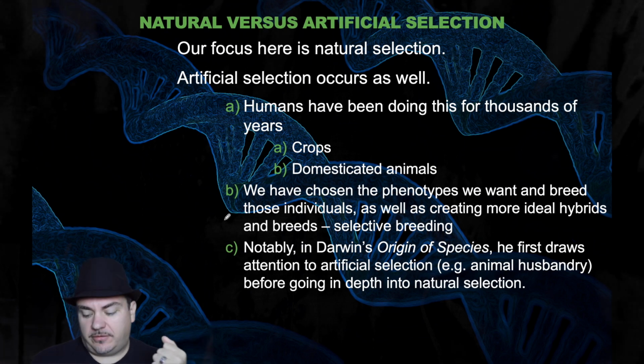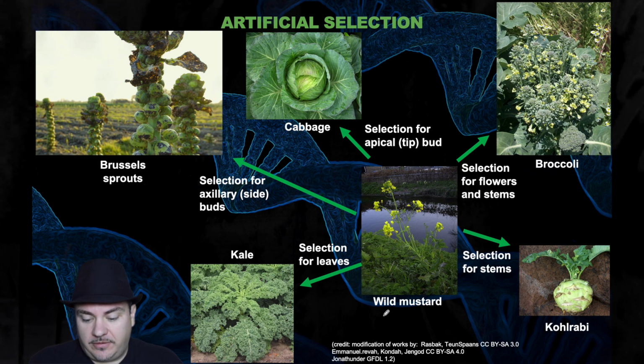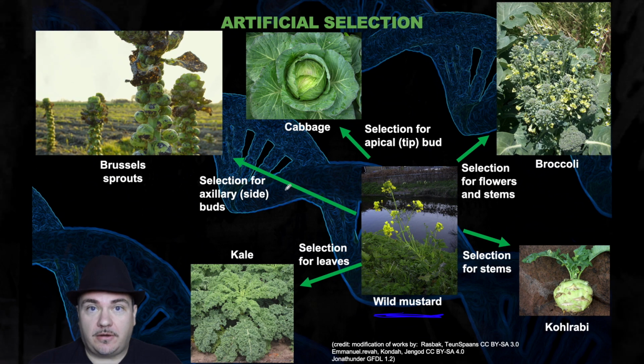So that's what natural selection is. As an example of that, something you're probably not aware of, these different types of crops you've probably heard of before, at least some of you, they all come from the same plant. They've been adapted by humans over time. We took this plant here, wild mustard, and then we selected for different characteristics.